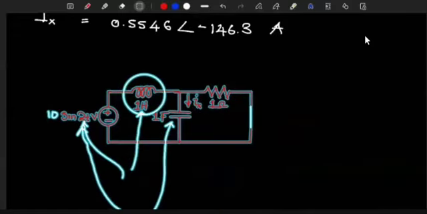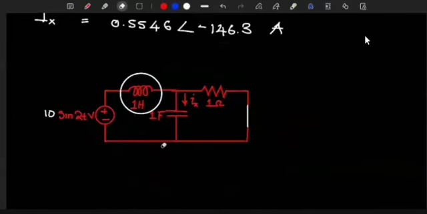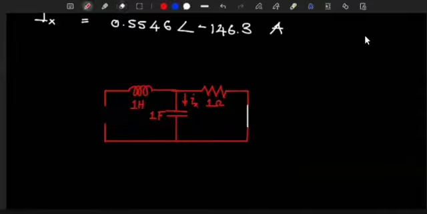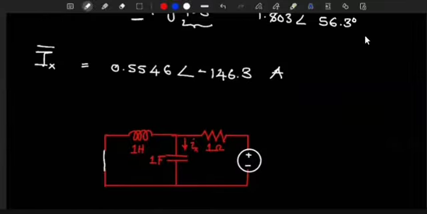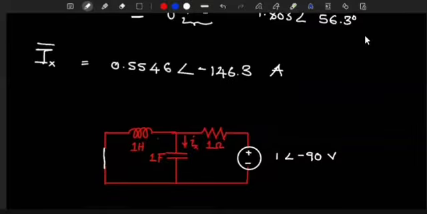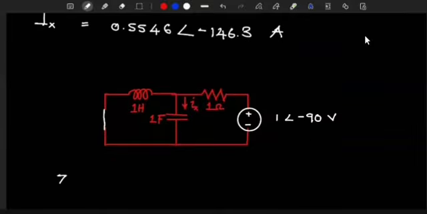Remember, now we are working with the other source, meaning this is the one we are switching off, and we'll have to short it. And the other one here will have to be the one on. Polarity, it's positive on top, negative down. And we've changed it to polar already, and we saw this is 1 phase minus 90. But we need the impedance for the capacitor and for the inductor.